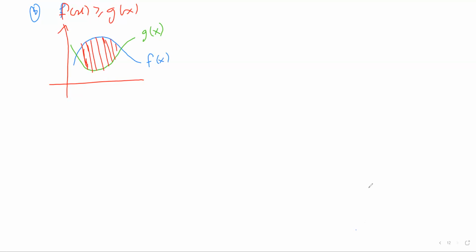Then we can find the area between these two curves. So in such an instance, the area between these two curves, if we have from A to B, is the integral from A to B of f of x minus g of x dx.